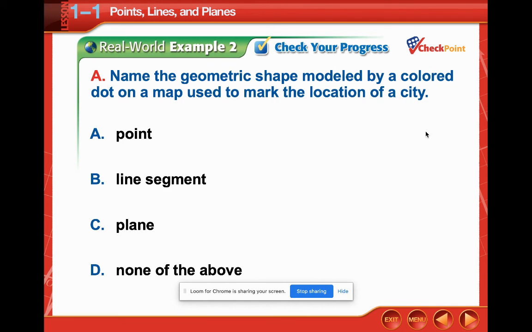All right. So this one, try and do on your own. I'm going to give you guys about 5 seconds to pause the video and try and figure it out. Name the geometric shape modeled by a colored dot on a map used to mark the location of a city.